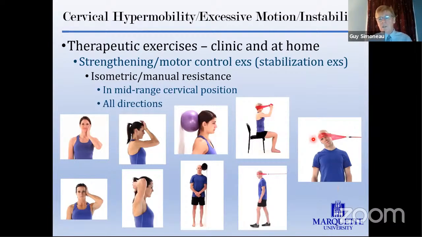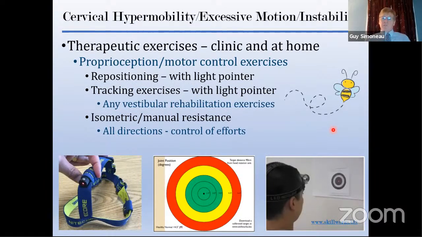And if you do work with isotonic exercise, I think the critical thing with that population is in the first 10 to 20 degrees, to work in that early range of motion to really get control of what we call the neutral zone, if you're familiar with these concepts by Panjabi. The problem with hypermobility is not the control at the end of range of motion, it's the control in that mid-range of motion. So if you move into isotonic exercise, work on that first 10 degrees or so, and don't necessarily work through the full range of motion. And then do proprioceptive exercise. If you're familiar with vestibular rehab, you can have repositioning exercise with the light tracker, tracking exercise, and also just learning gentle isometric exercise to learn control of effort.